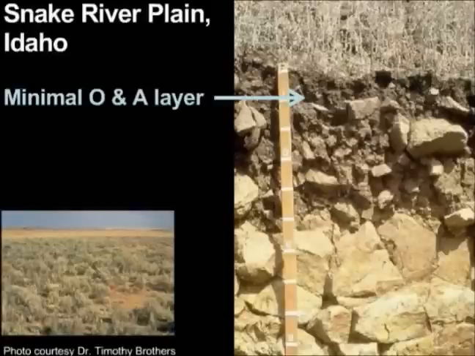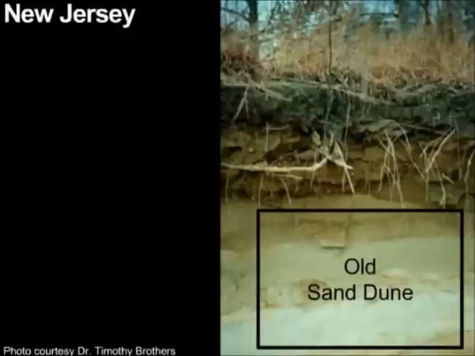With New Jersey being closer to the coast, of course, it's going to have a higher sand content in the soils. What we see here are distinct soil horizons that have developed on top of an old sand dune. And of course, that sand dune and this layer is going to have a distinct effect on the vegetation above.